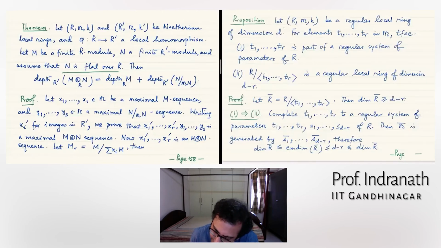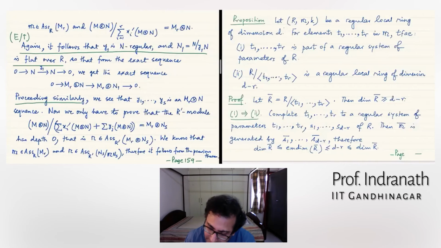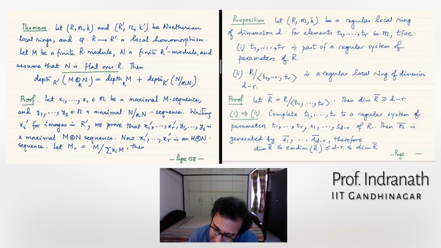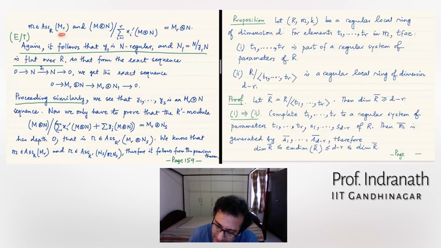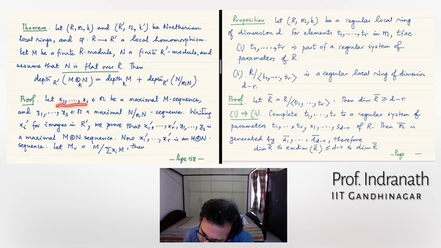Let us see. This is our M tensor N, and let us denote by MR the quotient M mod the sum over i equal to 1 to r of xi M. I am claiming that the maximal ideal is an associated prime for MR, and that M tensor N modulo the xi dash times M tensor N is this. So first of all, why is this true? x1, x2, ..., xr to begin with is a maximal M sequence in M, remember that, and y1, y2, ..., ys is a maximal N mod mN sequence.